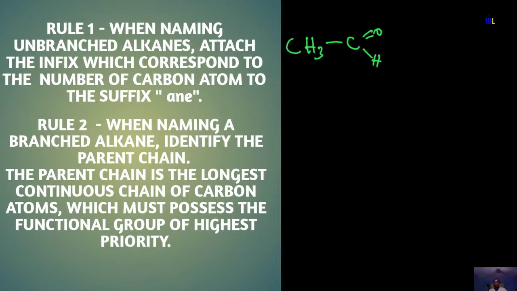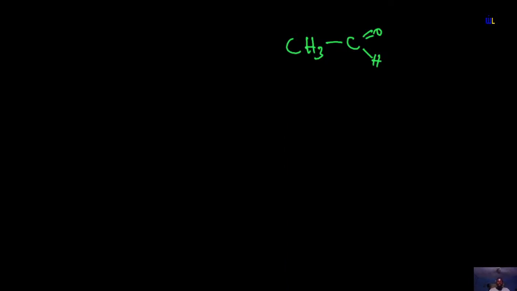So if you want to identify any parent chain at all, what you need to do is look out for the longest chain of carbon atoms, which must possess the functional group of highest priority. Okay, so let's explain that so that we'll be able to understand it. Now, what do we mean by that statement? So let's go to our board. Imagine, for instance, I have this particular compound. For now, I'm just going to be putting out the carbon atoms to make it easier for us.